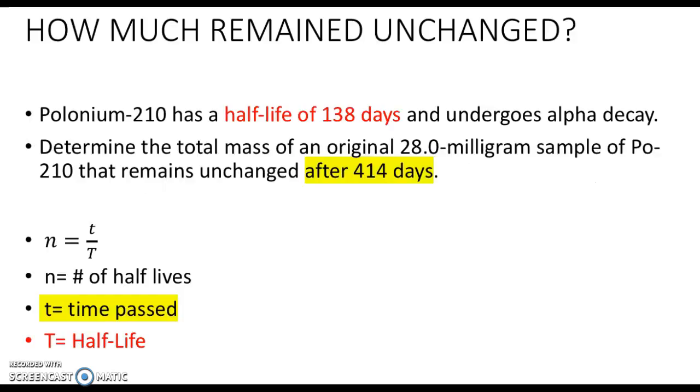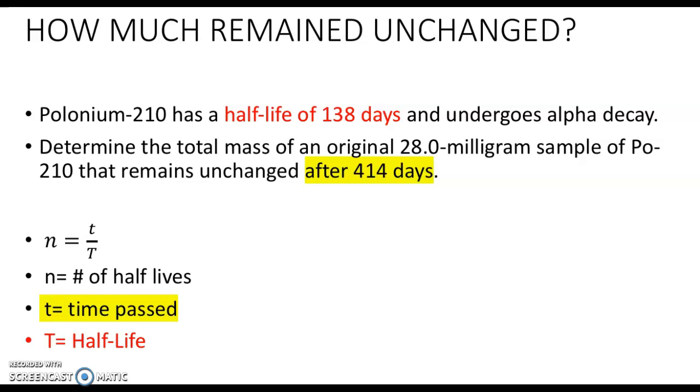All right, so here we go. We're going to be finding how much remains unchanged. So our example problem is telling us plutonium-210 has a half-life of 138 days and undergoes alpha decay. Determine the total mass of the original 28 milligram sample of plutonium-210 that remains unchanged after 414 days.